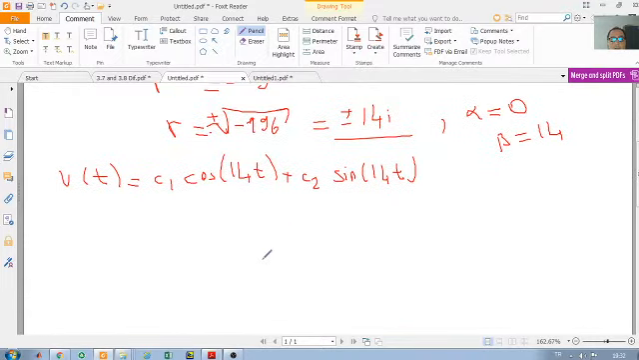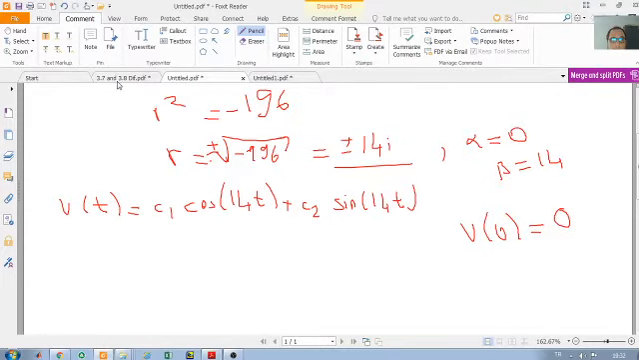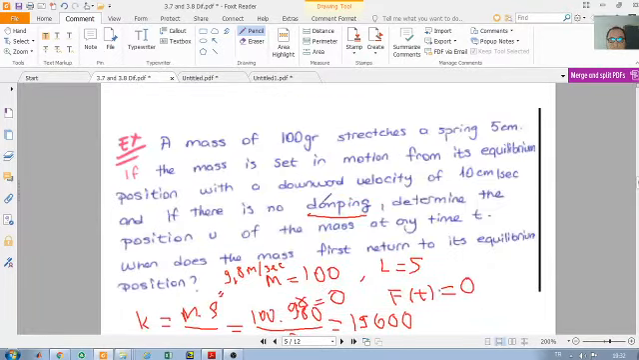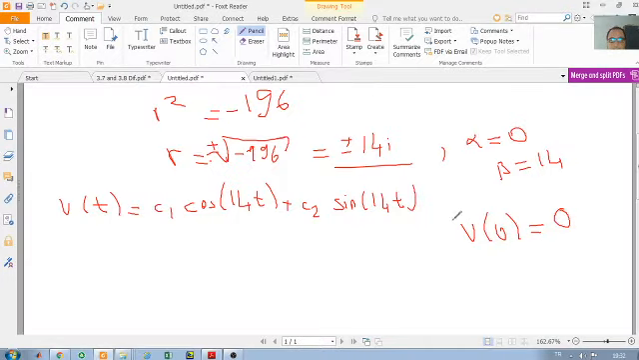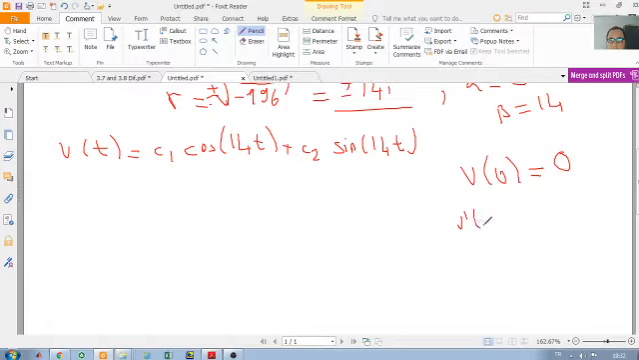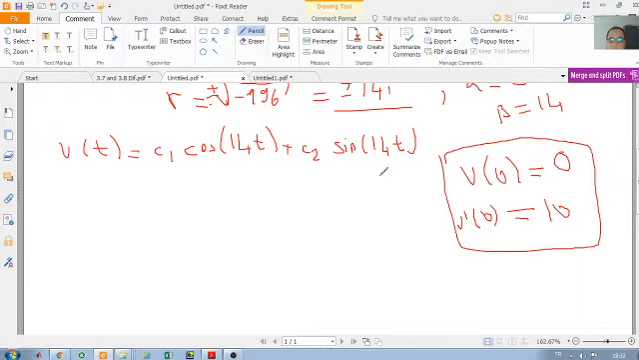And at the beginning the displacement will be 0, which means u of 0 is equal to 0. Okay, and according to the example, we have the velocity of the mass, which is 10 centimeter over second. Therefore at the beginning the speed, which is the derivative of the motion, will be equal to 10. Therefore we have the initial conditions.